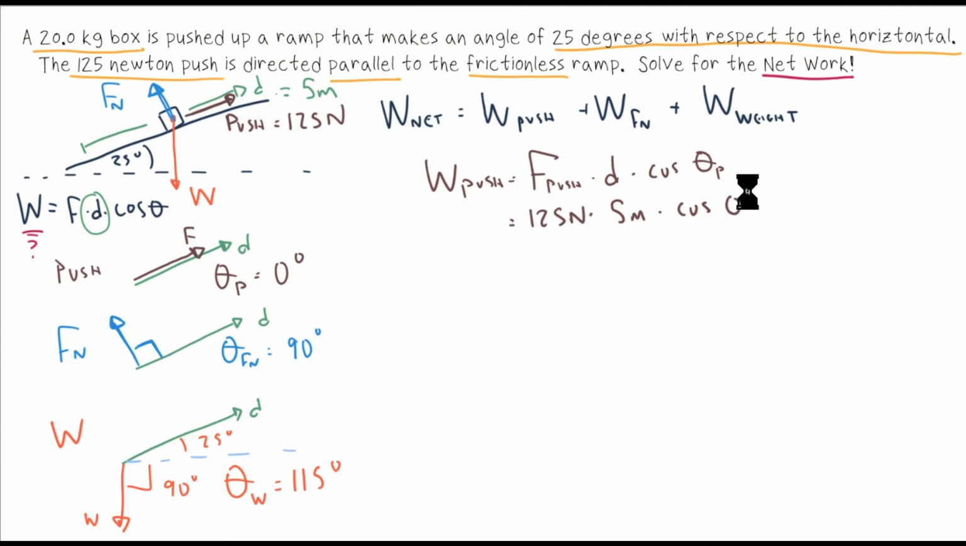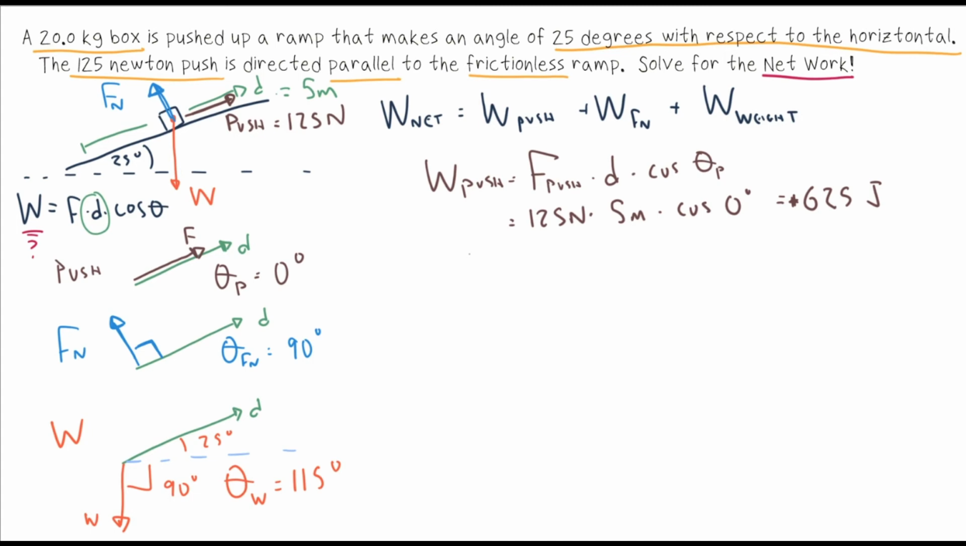And that's the cosine of 0 degrees. The cosine of 0 degrees is 1. Whenever the angle is 0, you get your maximum amount of work done because the force is acting directly in the direction of the displacement. So 125 times 5 gets us 625 newtons times meters, and a newton meter is a joule. And that's going to be a positive value. Cosine of 0 is positive 1.